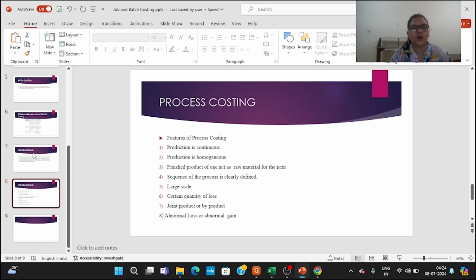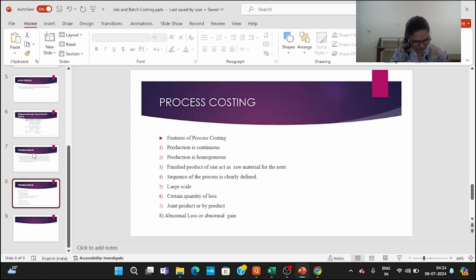Second, the product is homogeneous. In this, only one type of product is produced and the units produced are identical and standardized. The units of one process are indistinguishable from each other, although the units of one process may differ from the units of another process. The units of process A may differ from the units of process B, but the units of process A will be similar to each other.